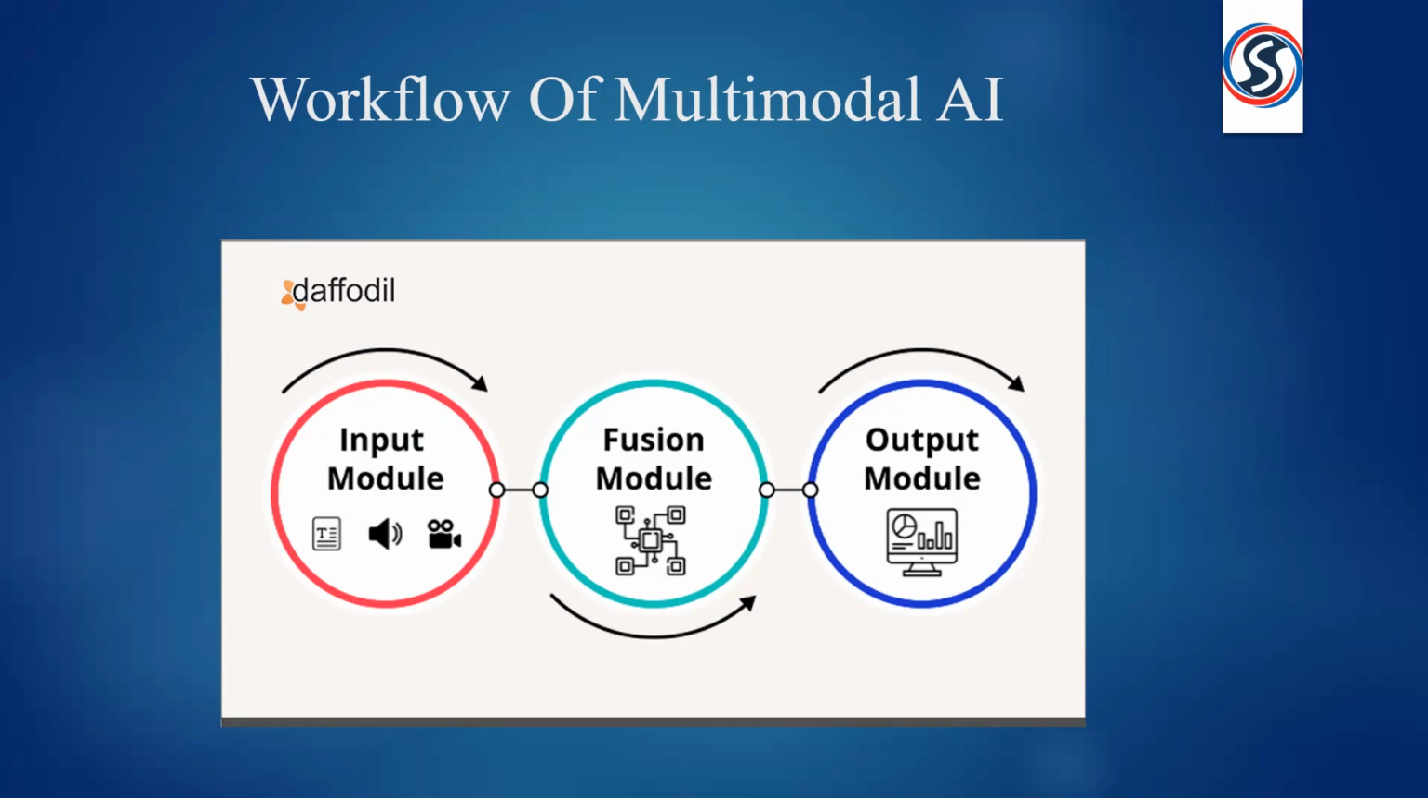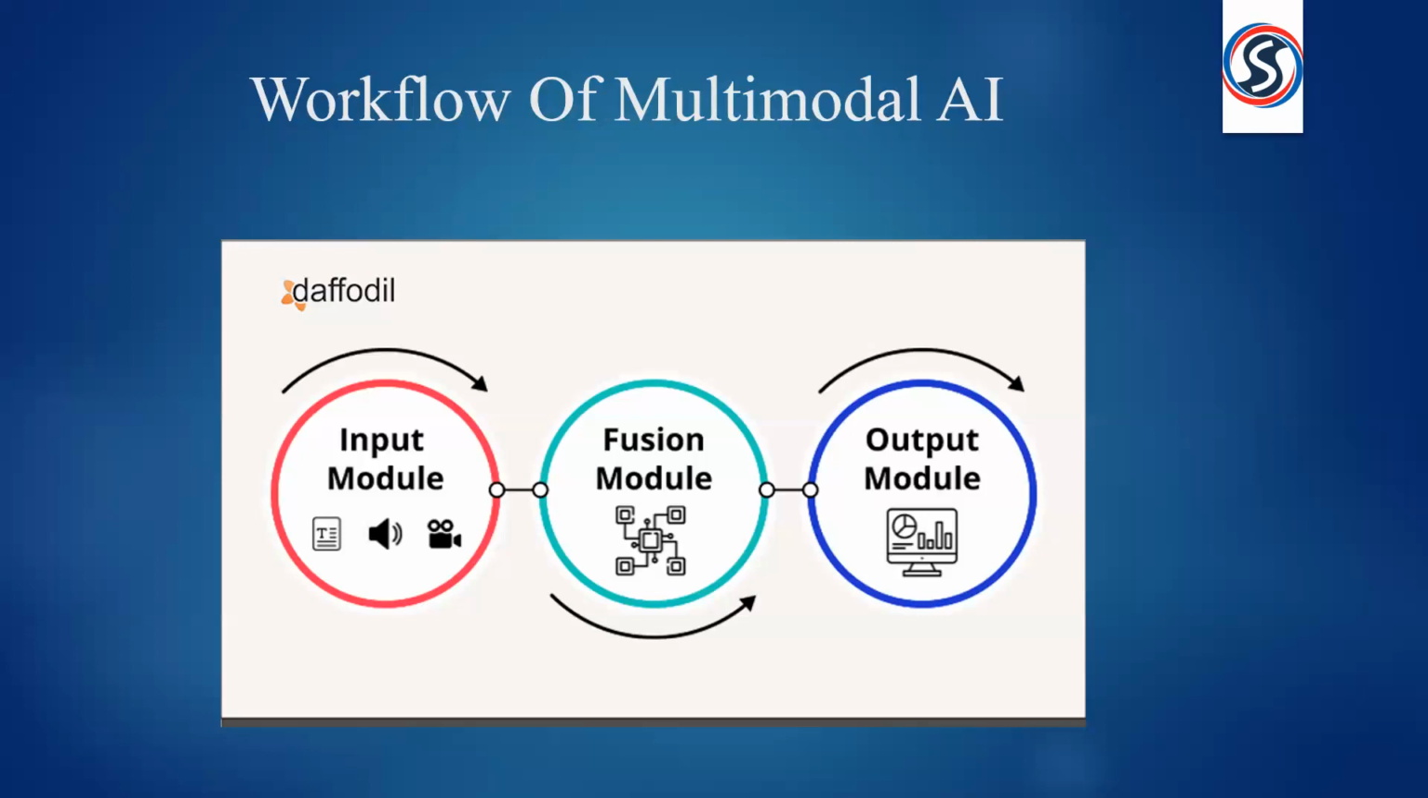The input module consists of unimodal neural networks which receive and pre-process different types of data separately. This module may use different techniques such as NLP, natural language processing, or computer vision, depending on the specific modality. For example, when processing text data, the input module may use techniques such as tokenization, stemming, and part-of-speech tagging to extract meaningful information. So after the input module is done, what happens?